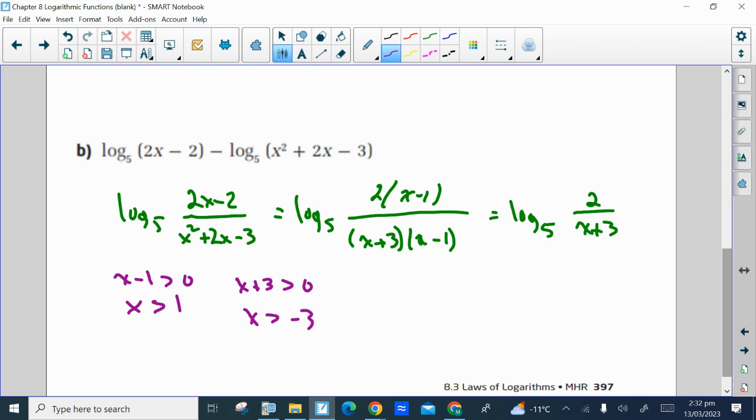These are two conflicting statements, so we need to choose the one that satisfies them both. And that would be the first one. All values of x greater than 1 are also greater than negative 3. So that would be the domain for this one. That would be the restriction. x has to be greater than 1. You see, all numbers greater than negative 3 are not also greater than 1. So you have to choose the one that satisfies them both. Okay?